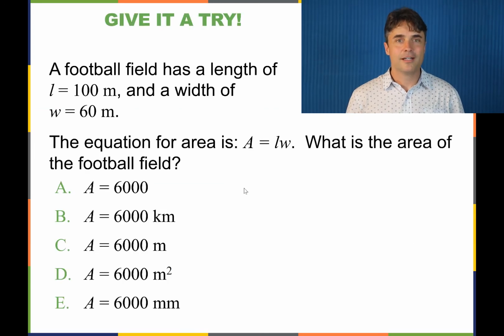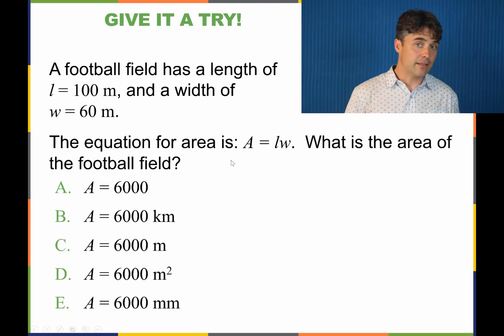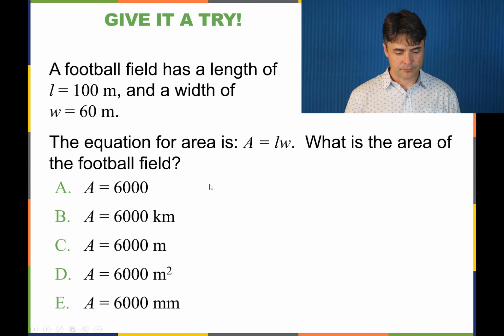Okay, now let's give it a try. Imagine a rectangular football field has a length of 100 meters and a width of 60 meters. The equation for the area of a rectangle is length multiplied by width. So, what is the area of a football field?